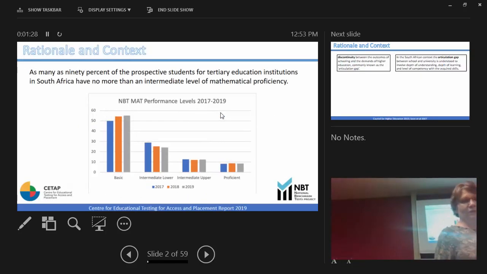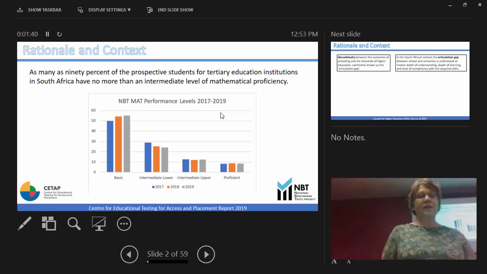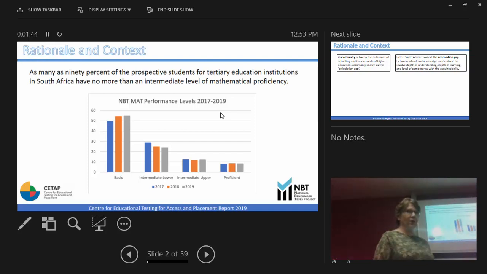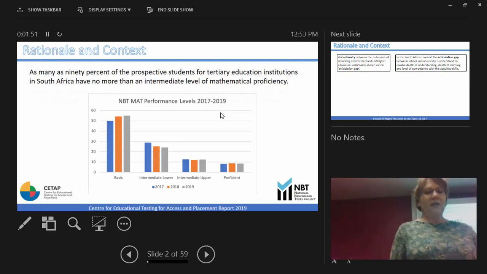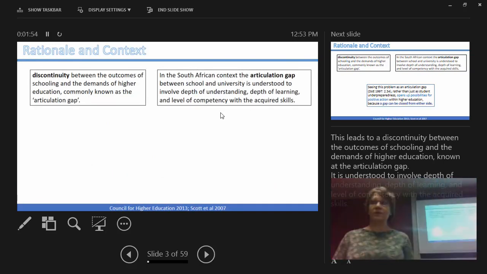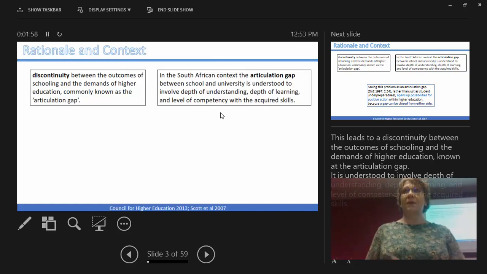But why is this important? Well, unfortunately, as many as 90% of the prospective students for tertiary education institutions in South Africa have no more than an intermediate level of mathematical proficiency as measured by the national benchmark test. And over the past 3 years, one hardly sees much improvement in that. This leads to a discontinuity between the outcomes of schooling and the demands of higher education, and this is commonly known as the articulation gap.